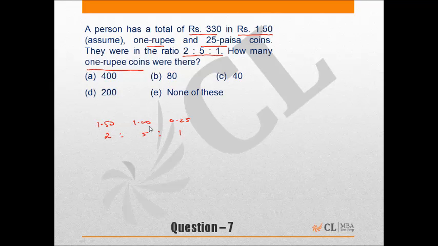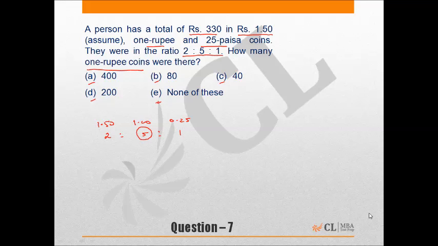The number of 1 rupee coins should be a multiple of 5. Unfortunately for me, all choices are multiples of 5. So they do not help me. None of these obviously means we have to check for everything else also. But A, B, C, D, I am not able to eliminate any one of them. Which means we have to solve this question completely by the conventional methods only.